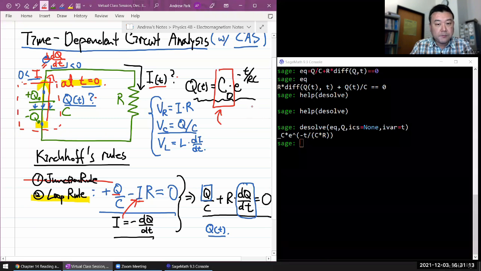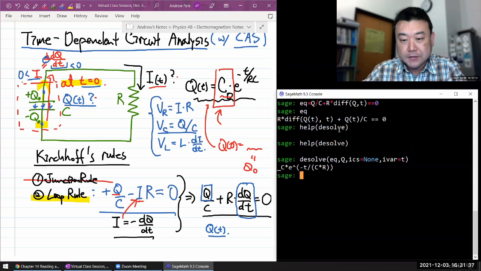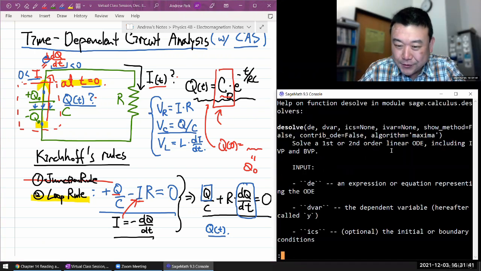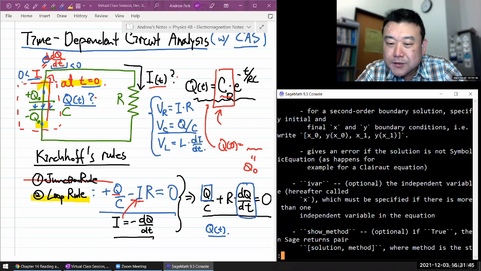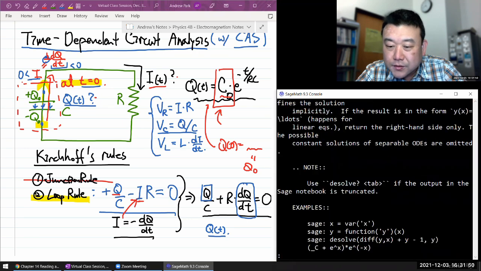Now, I could get this complete answer by saying, okay, Q at time equals 0 is something, and I set that equal to Q naught, and I can do that. But as long as I'm using a computer algebra system, let me see if it can get me all the way there. So let me look at the documentation again for initial conditions. How do I specify the initial conditions? There must be some example for specifying initial conditions.